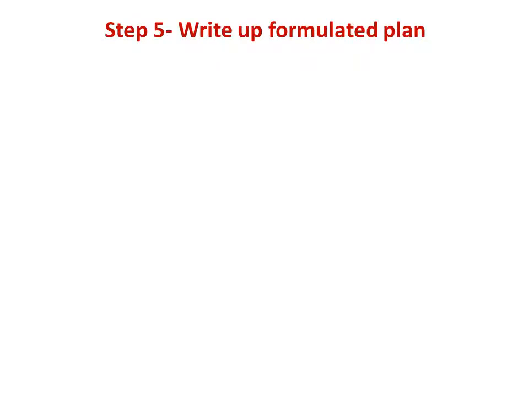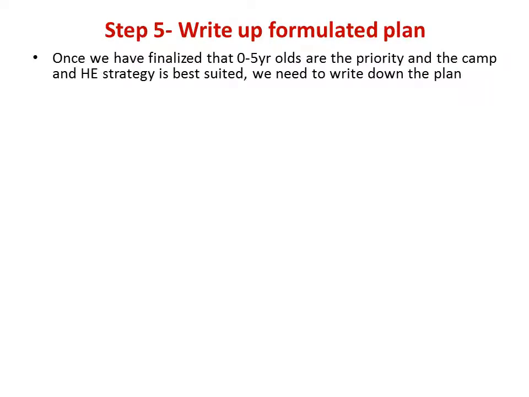Now we have finalized the priority group to be 0 to 5-year-old and the priority strategy as the camp strategy. Now we need to write down the plan on paper and convert it into a program. The write-up includes the step-by-step actions that would be taken.